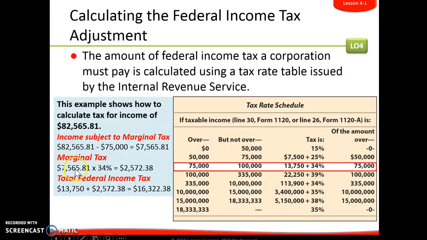So we're going to use that number we just figured out times 34% to get $2,572.38. We're then going to take that amount plus that base that we already have here, $13,750, to figure out our total federal income tax is $16,322.38.